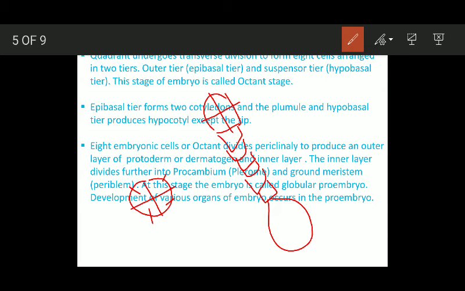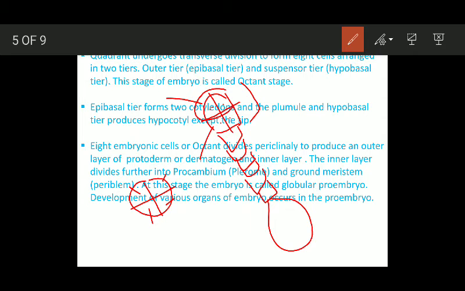So it resulted in the formation of 2 tiers of cells. This is known as epibasal tier or outer tier, and this one is known as hypobasal tier or suspensor tier. याद रखना, इस वाले टीयर में 4 cells है, 2 ये है जो हमें दिख रही है और 2 इसके पीछे है. इसी तरह इस वाले टीयर में 4 cells है, 2 हमें दिख रही है और 2 इसके पीछे है.